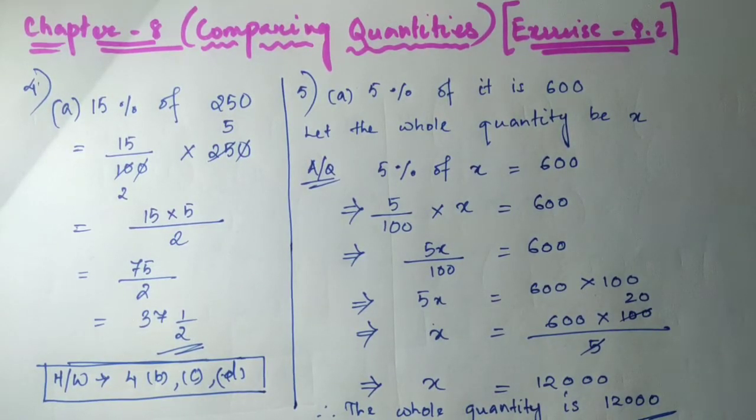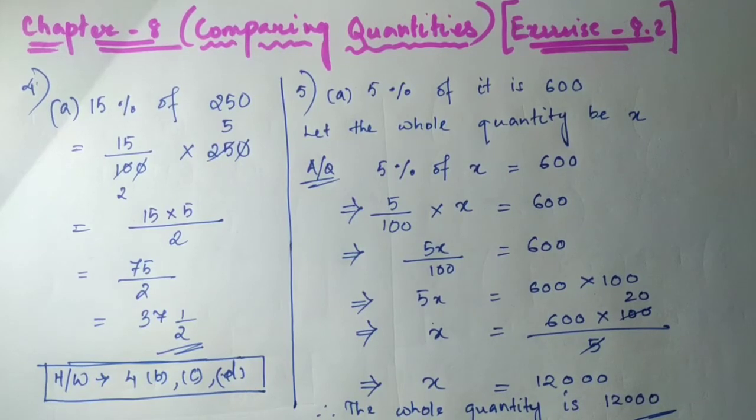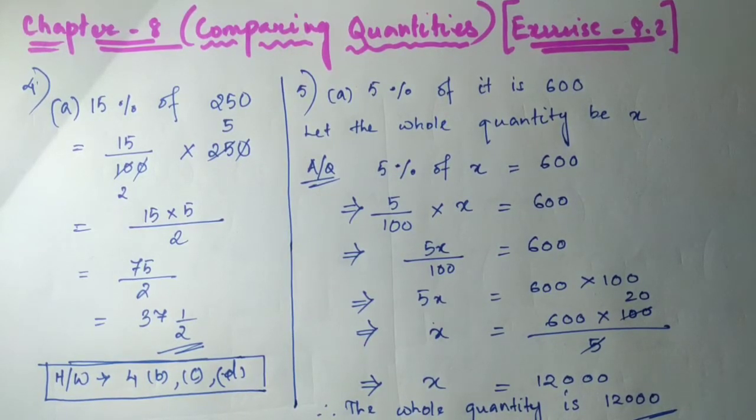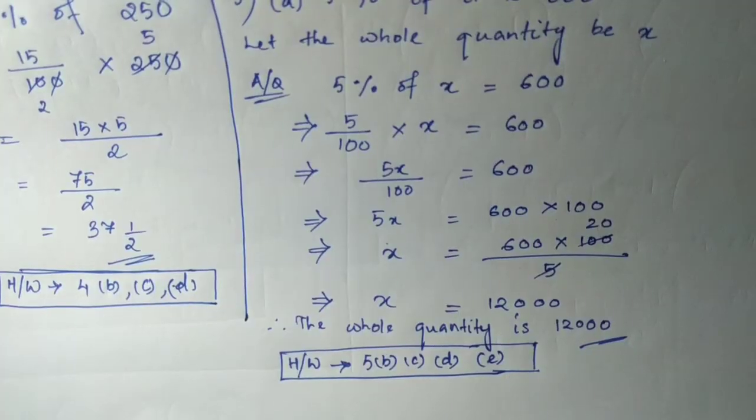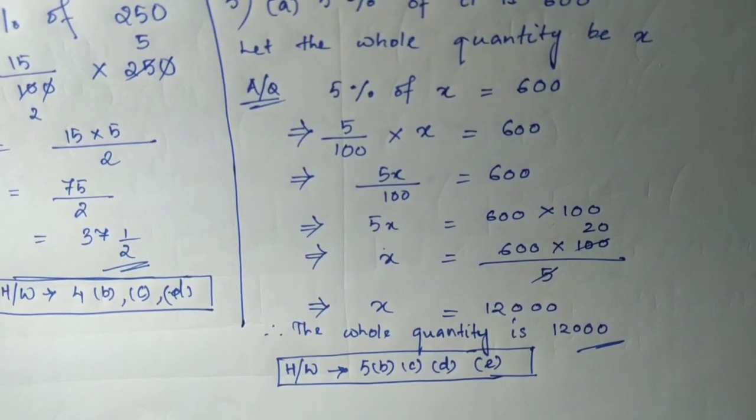So in this way you can do the remaining ones. Same way, it's given 12% of it is rupees 1080. Just the same way you consider the unknown quantity as x and then solve it. So I would like to give you the remaining 4 sums as homework. I'll write it down here. From question number 5, B, C, D and E will be your homework. Okay. Now let's move on to question number 6.